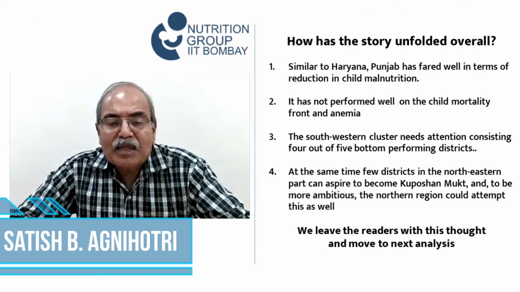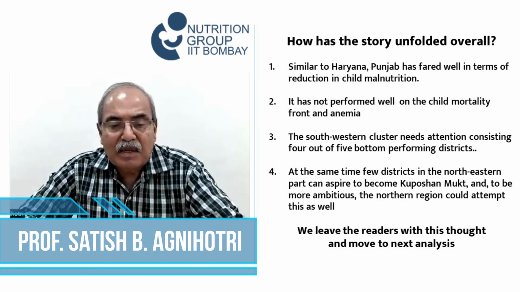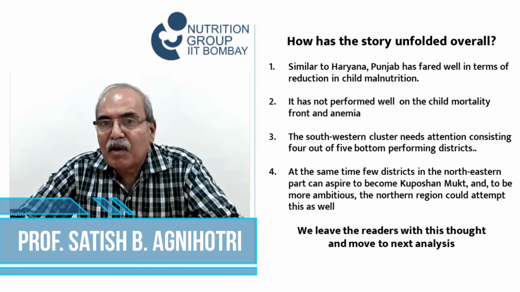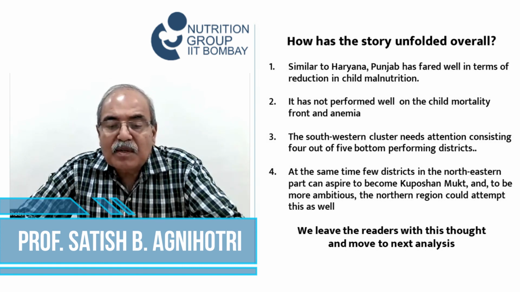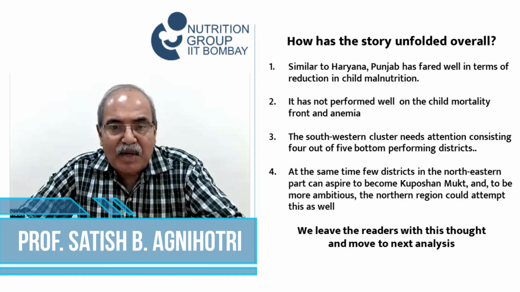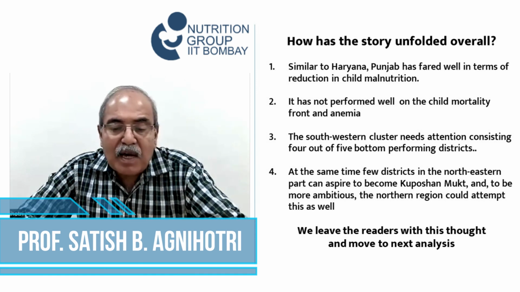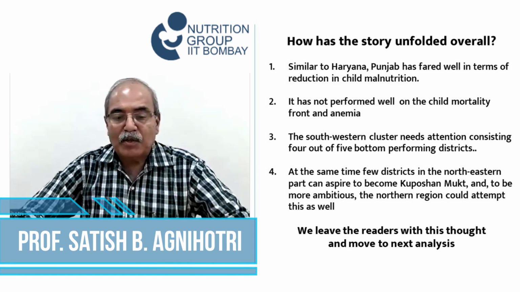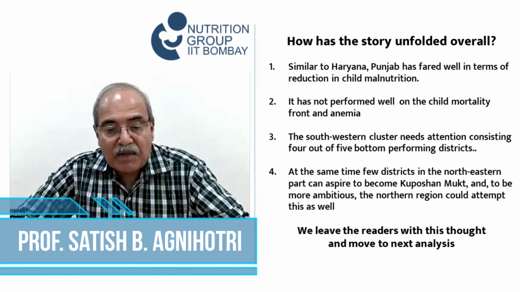The overall story is similar to Haryana. Punjab has fared well in terms of reduction in child malnutrition. On child mortality, we have raised this concern. It has performed sluggishly. The southwestern cluster needs some attention, particularly 4 or 5 bottom districts. But at the same time, a number of districts in Punjab can afford to be Kuposhan Mukt and to be more ambitious, the whole northern region for that matter.